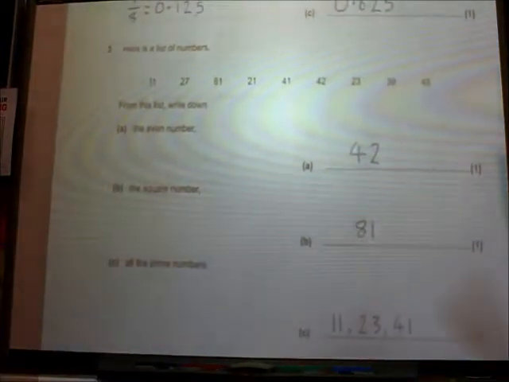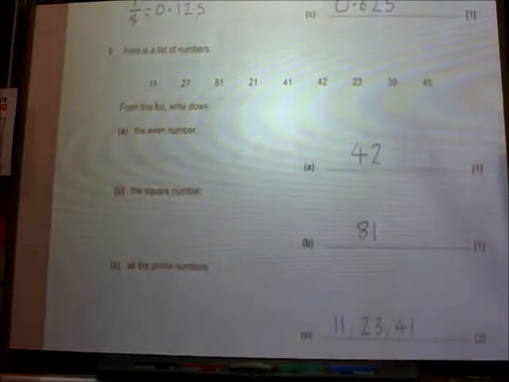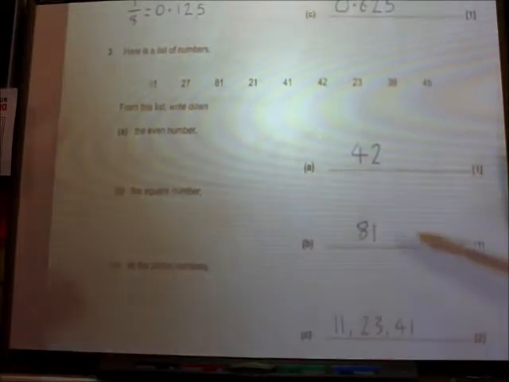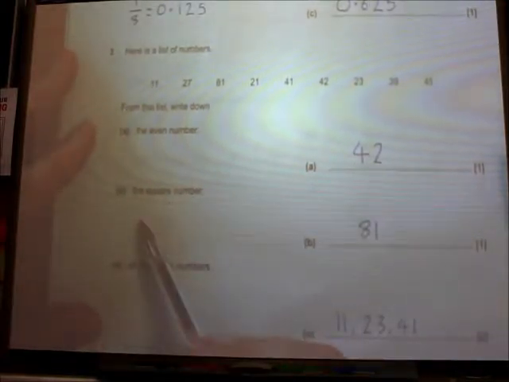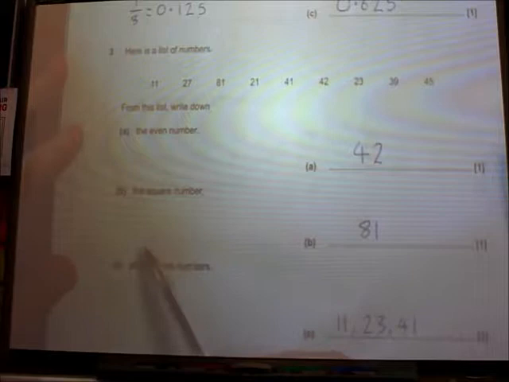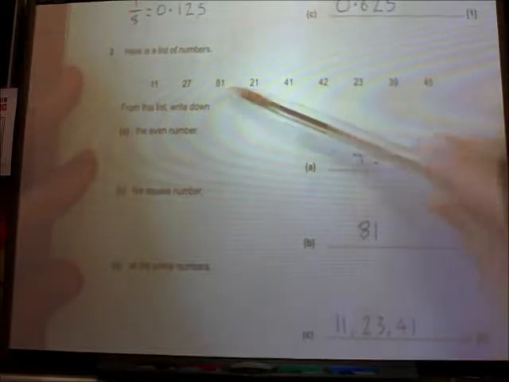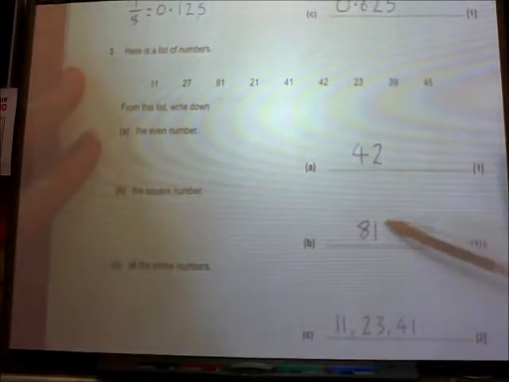Next one, here is a list of numbers. Write down an even number. Even numbers end with 0, 2, 4, 6 or 8, and there's only one of them, and it is there, it's 42. The square number, what I'd be tempted to do is write down what your square numbers are. So 1 squared is 1, 2 squared, obviously 2 2s are 4, 3 squared is 9, 4 squared is 16, 5 squared is 25, and so on. 9 squared is 81, so that is your square number there.